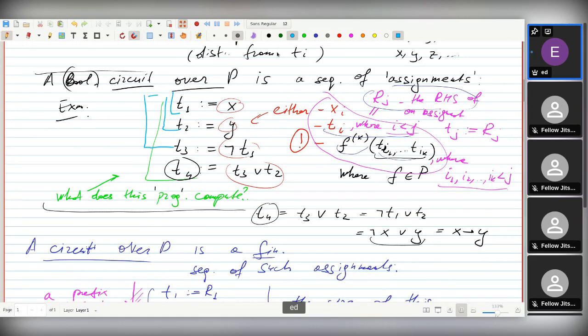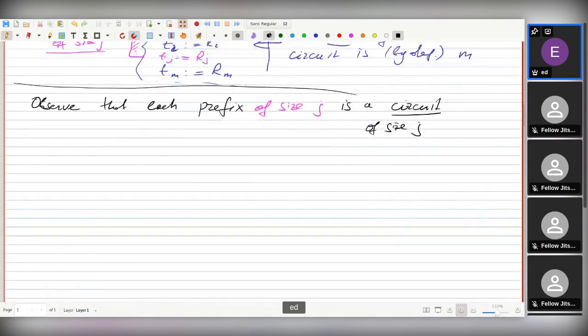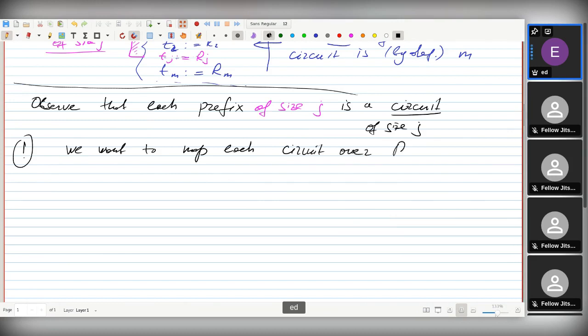And every circuit computes some function. Let us define it recursively. So what is our goal here? We want to map each circuit over p to a Boolean function.